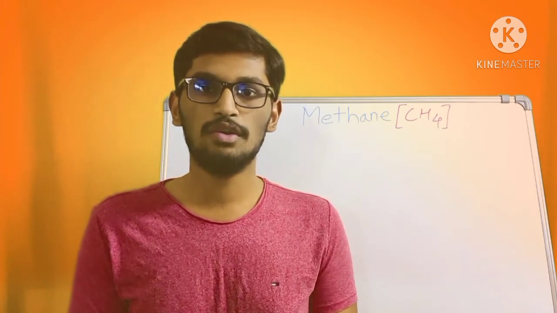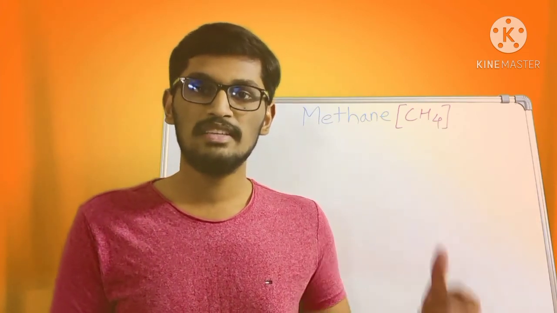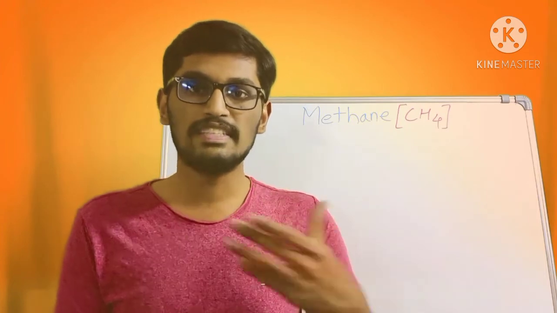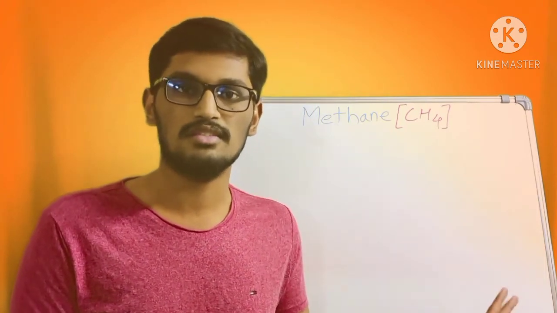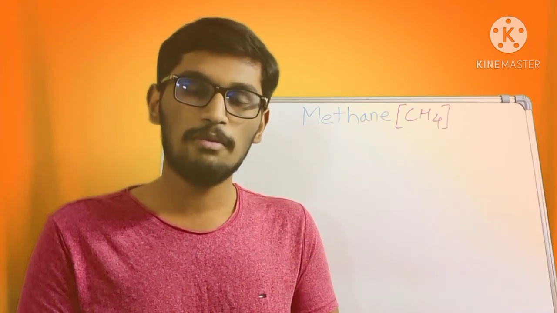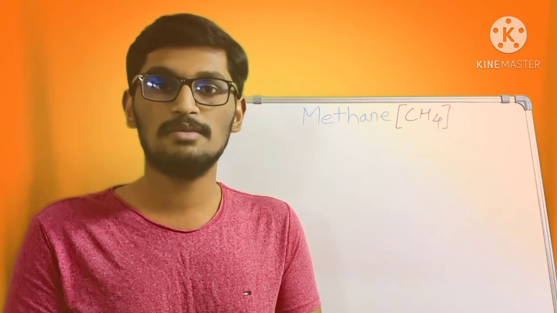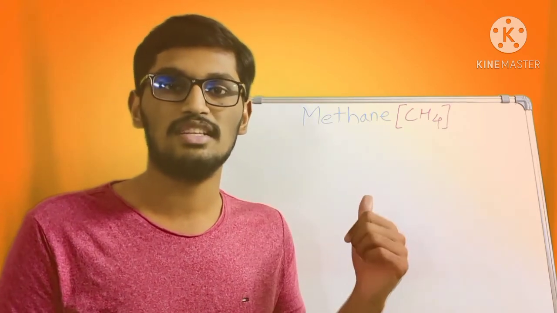So today we are going to learn about methane, which is CH4. So let's get right into the topic. Carbon, which is bonded to the 4 hydrogens. So let's see what is its structure, and also we'll be knowing about the covalent bond which is being shared between the carbon and hydrogen in this example.